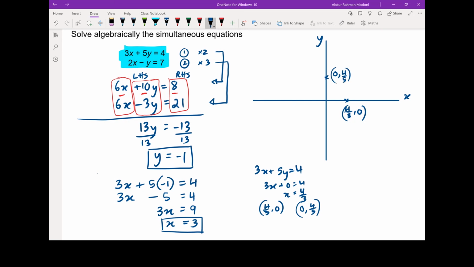And then if we were to join these up using a straight line, then we would have the line of the equation 3x plus 5y equals 4. Let's just label that 3x plus 5y equals 4. I can do a similar thing to draw the other line, 2x minus y equals 7. This one I'm going to draw slightly differently. I'm going to rearrange and make y the subject, so I'm going to have 2x minus 7 is equal to y, and so I'm going to do it through the method of y-intercept is minus 7, so 0, minus 7 is one of my coordinates.